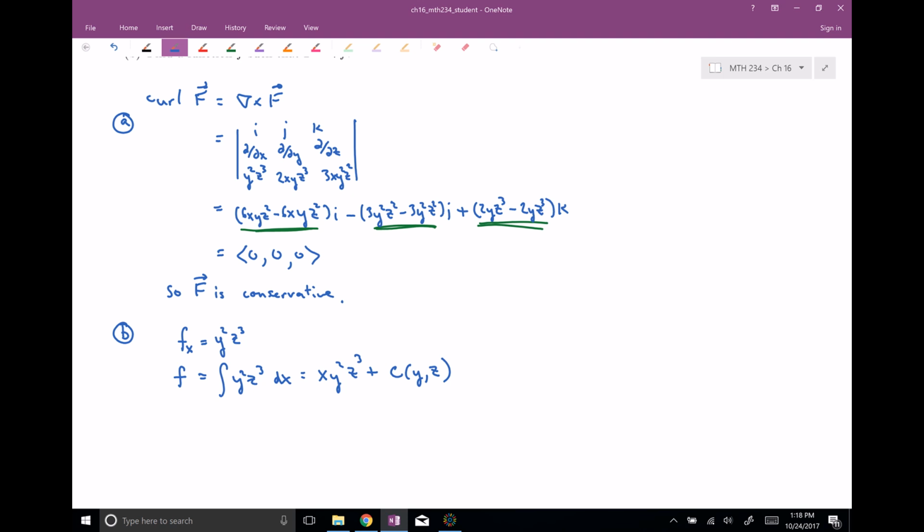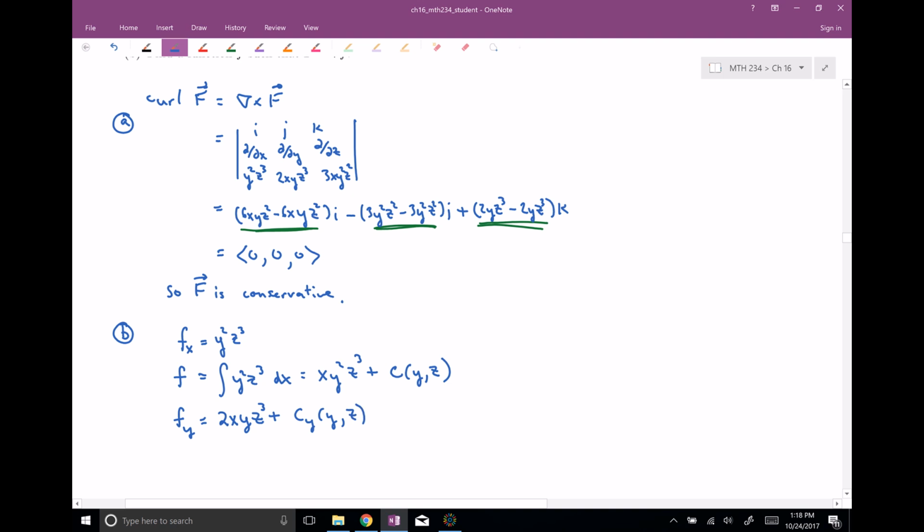All right, so now let's go ahead and use these other pieces to try to solve for this c function. So if I take the derivative of my f with respect to y, I'm going to have 2xyz cubed plus the partial derivative of this function with respect to y.